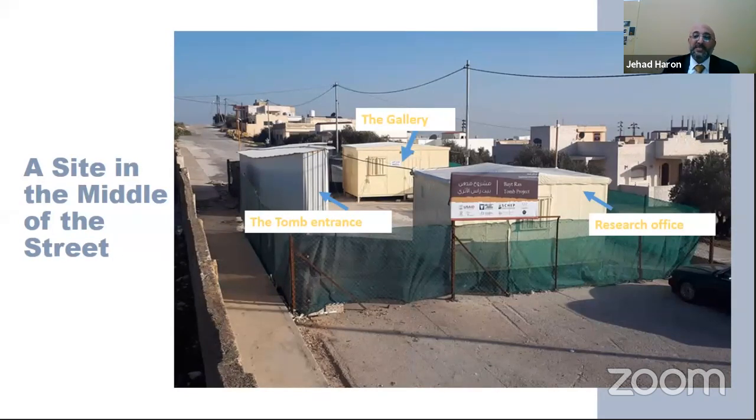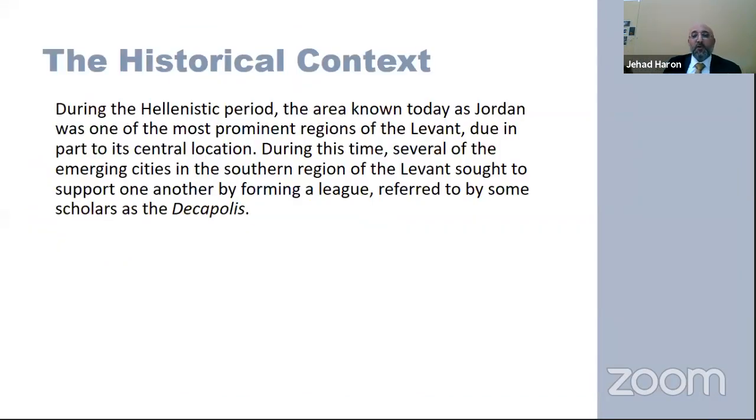Of course, as you can see in my slide, we have the tomb entrance, a small gallery that has been installed, and something called the research office. We are very glad that we can work inside this compact space, but at least we have a site. Before going to the discovery, the historical context.